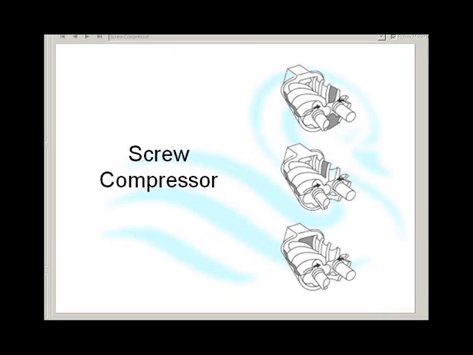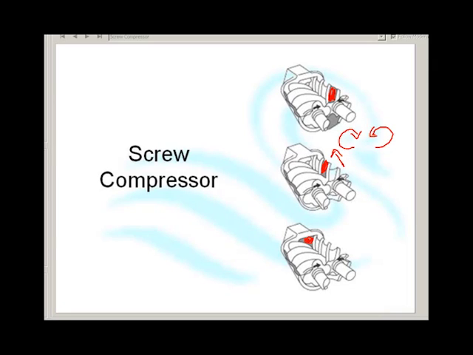The second type of compressor I want to look at is the screw compressor. This is like two corkscrews that fit into each other, and they rotate in different directions. That one rotates that way, and this one rotates that way. And as they rotate, air is pulled in at that point and pushed along the screw and ends up over there being compressed.